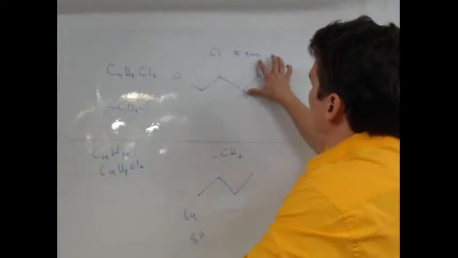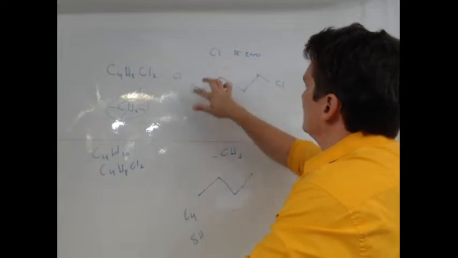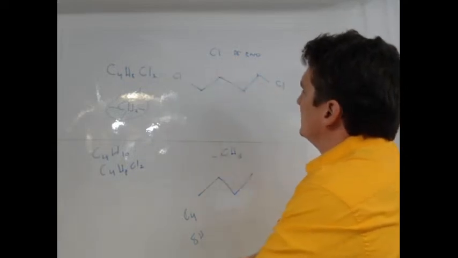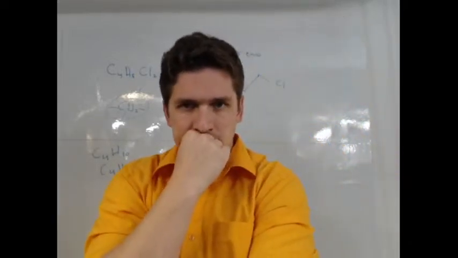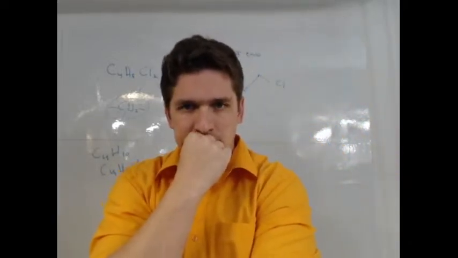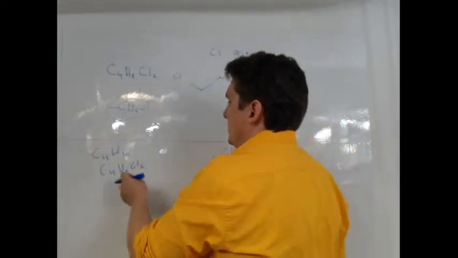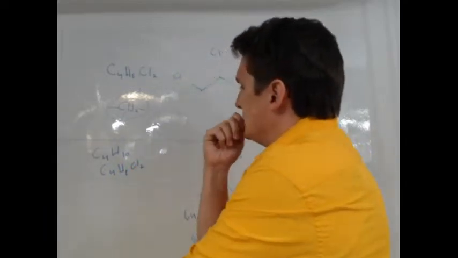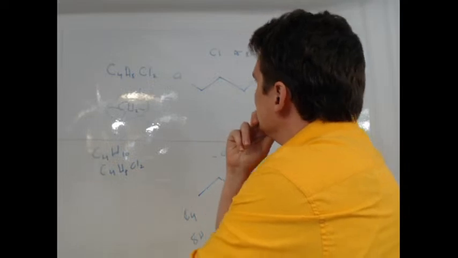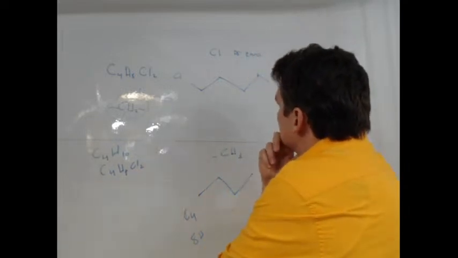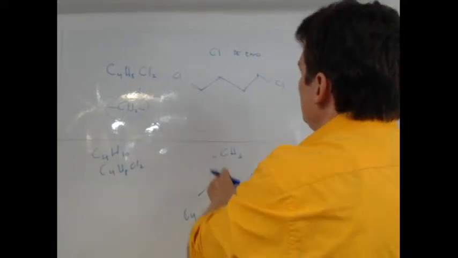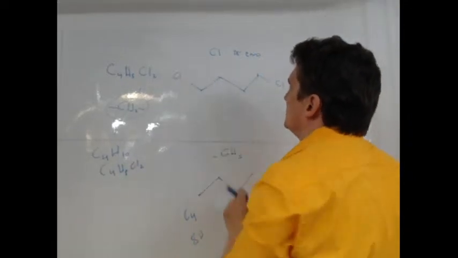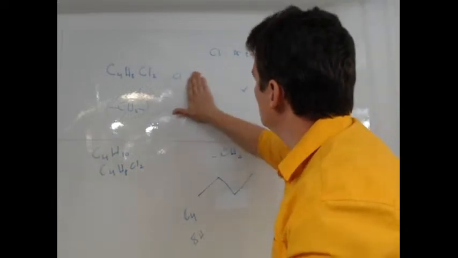So how would you get that? Four carbons. Oh, it's C4H8. Okay, I don't know. That's still correct. Okay. So let's stop assuming the chain then.